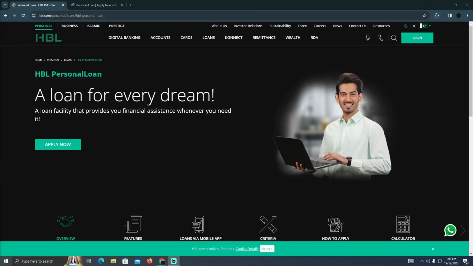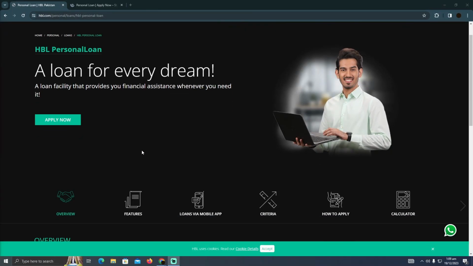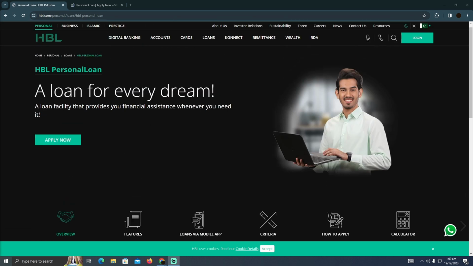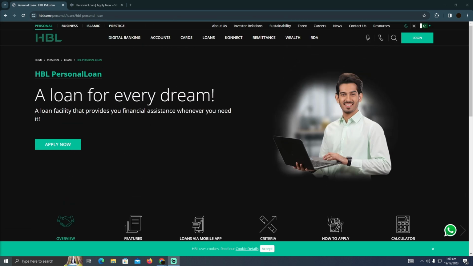Getting a loan as an 18-year-old is a pretty easy thing to do today. I'm going to teach you how you can get a loan as an 18-year-old. For that, you need to have some things. The first thing is you need to have a bank account.